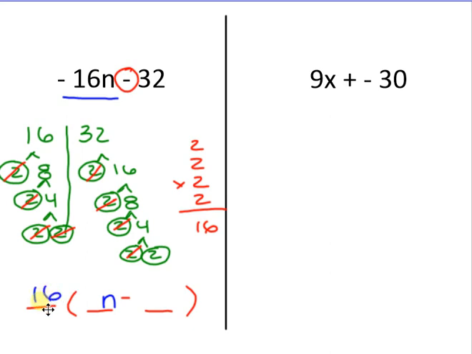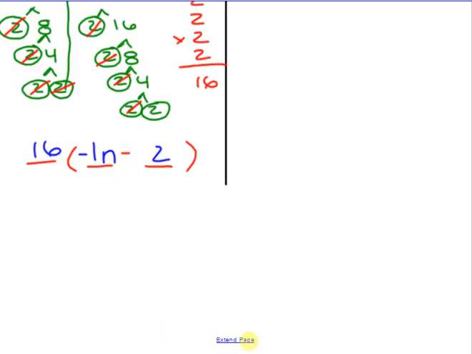So negative 16 divided by 16 is negative 1. Now, you can write negative 1 right here, or if you remember when we first started to talk about expressions, when there's a 1 in front of a variable, it's actually invisible. So you can choose to write that 1 right there, or you can just choose to leave a negative sign in front of the n and not write the 1. It's up to you. And then 32 divided by 16 is 2. So this would read 16 parentheses negative n minus 2. And again, if you want to put the 1 right there, you can. It's perfectly fine.